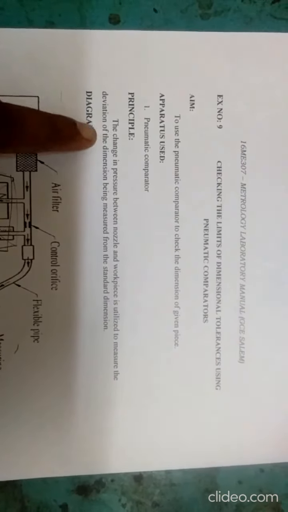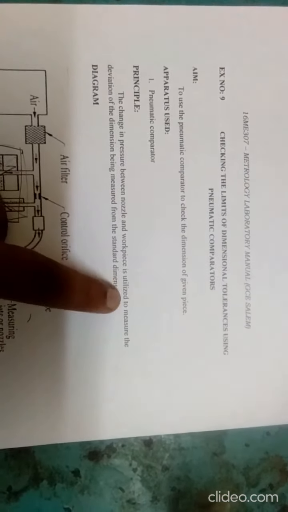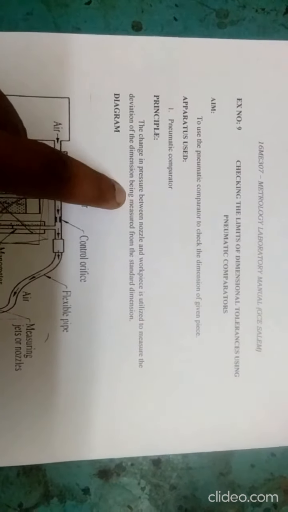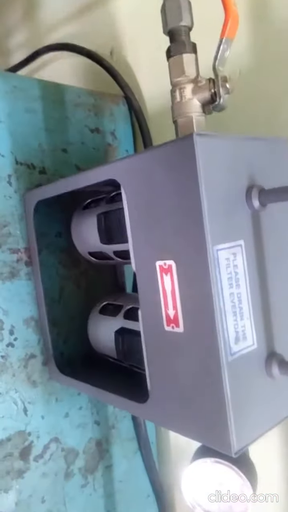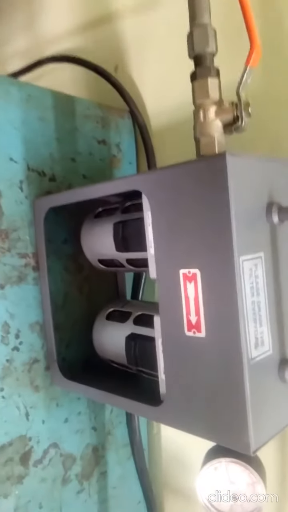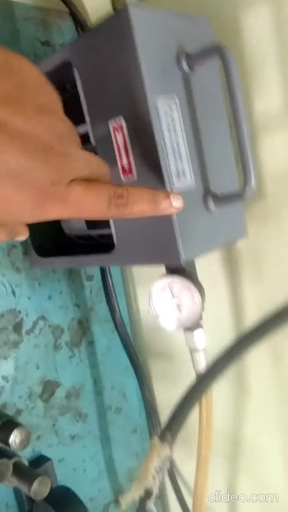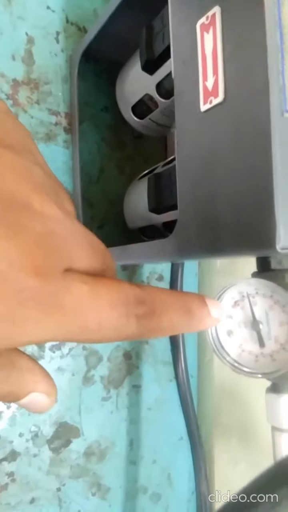The principle: changing the pressure between the nozzle and workpiece is utilized to measure the deviation of the dimension being measured from the standard dimension. From the compressor, the air is compressed and sent to the air filter lubricator regulator. In this, air is filtered and lubricated. We supply oil to the air and also measure the pressure using the pressure gauge.